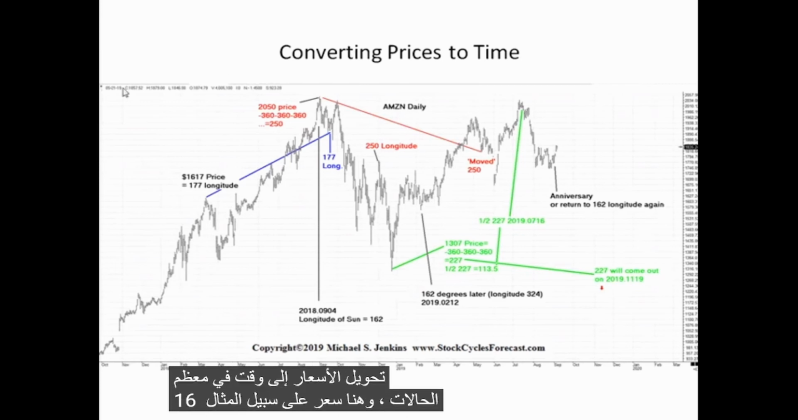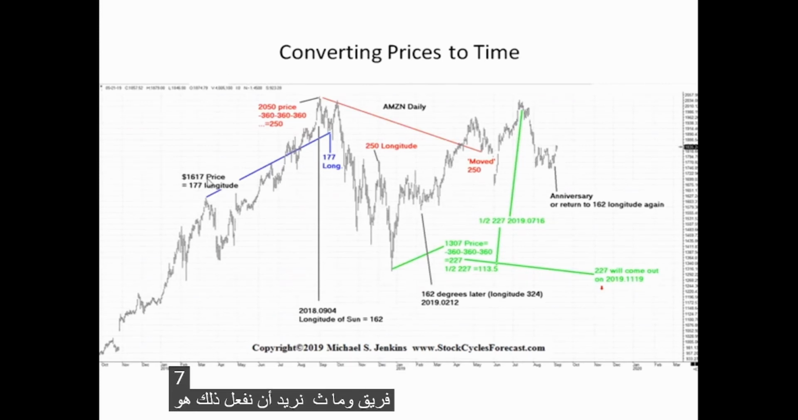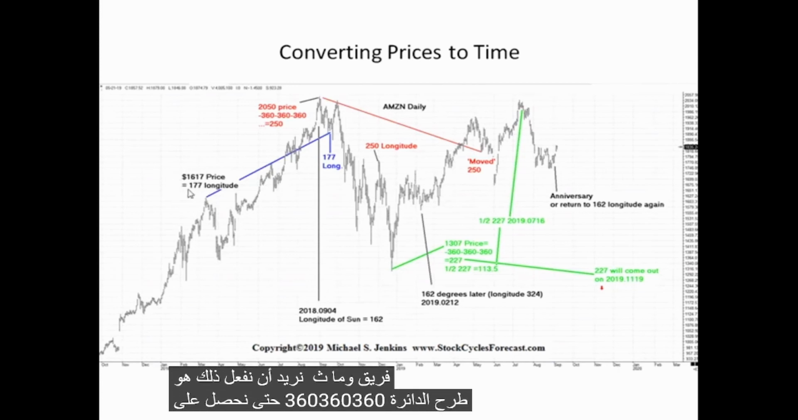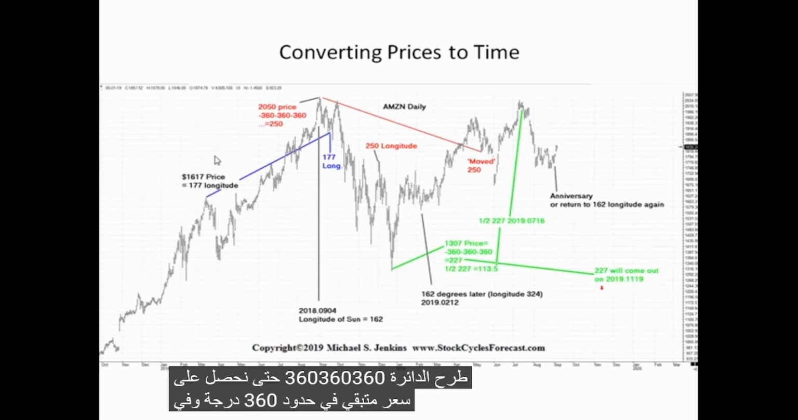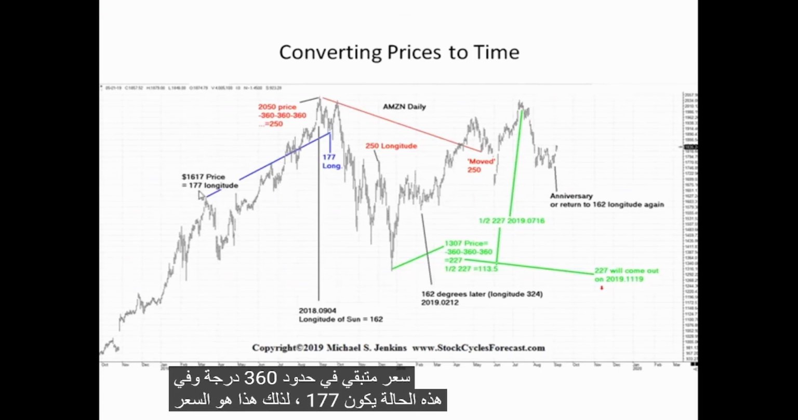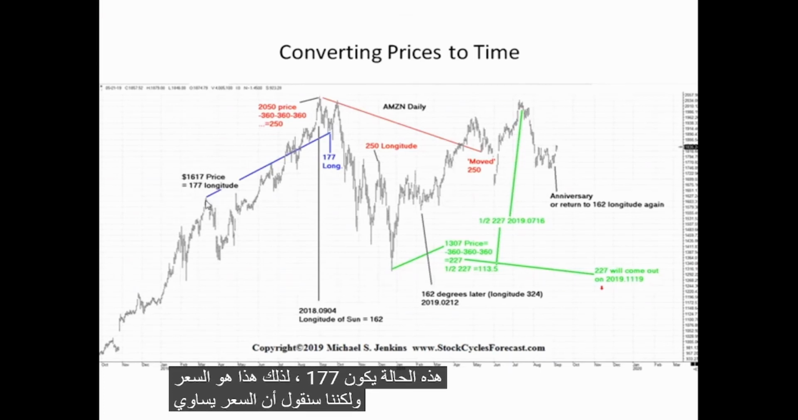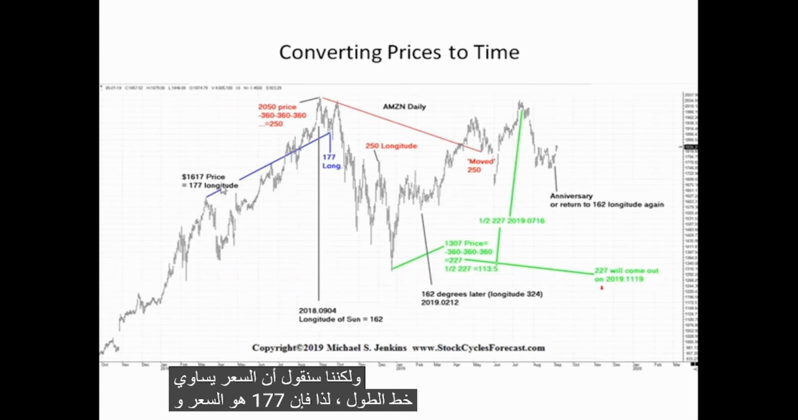So we will find it is the converting of the prices to time in most cases. And here's a price, for example, 1617, and what we want to do is subtract the circle of 360, 360, 360 until we get a leftover price within 360 degrees, and in this case it's 177. So that's the price, but we're going to say price is equal to longitude. So 177 is both the price and it will be a longitude. We then go over to 9/4, September 4th, and we find the longitude of the sun over here was 177, and then you reversed and you went up again.